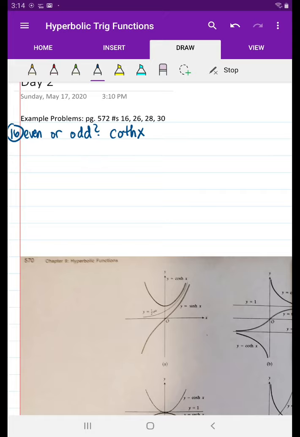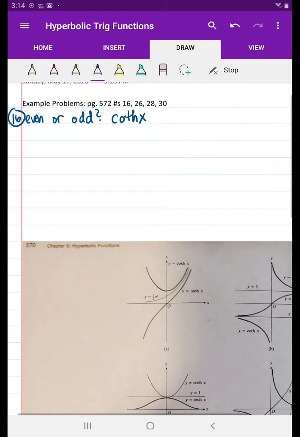So what I want to do today are some example problems from page 572, numbers 16, 26, 28, and 30. Number 16 is pretty straightforward. For those problems, this comes from the section of problems from numbers 15 to 24, and the directions are to say whether those are even, odd, or neither. And those are pretty straightforward. For that, you can just go look at the graph.